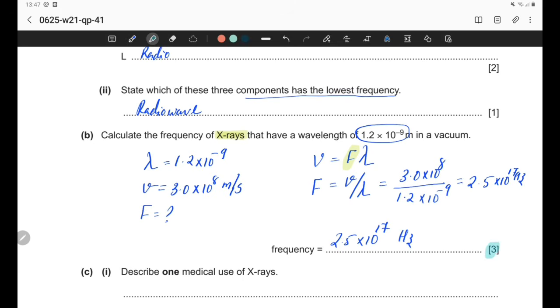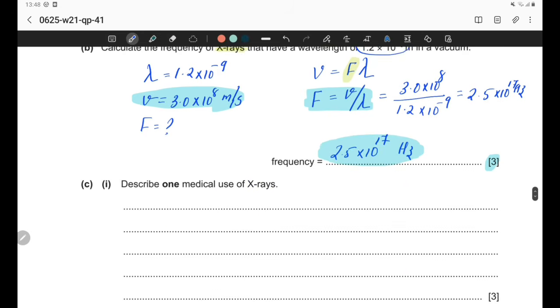This is a 3-mark question. So in order to score 3 marks, you should write the equation, identify that the speed is 3 times 10 to the power 8, and give the final answer with the unit. All these steps are important in order to score 3 marks.